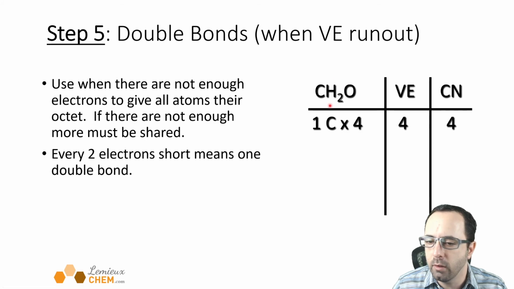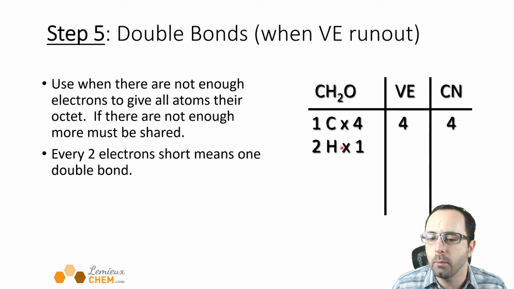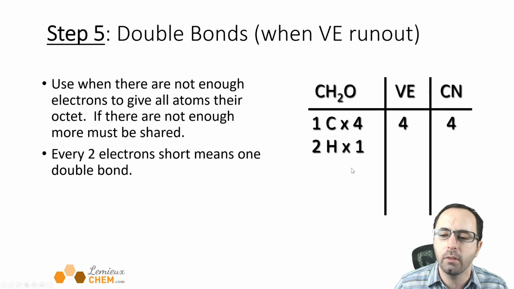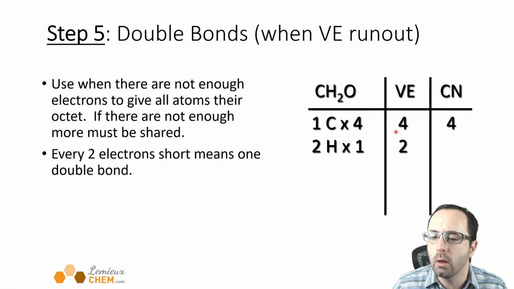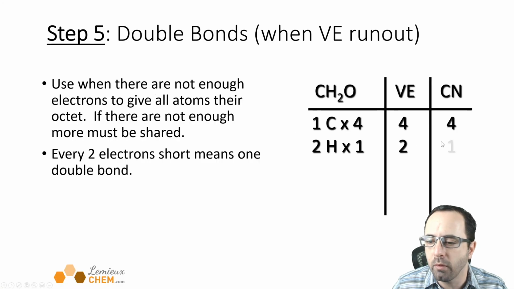Next, let's do the hydrogen. We have 2 hydrogen atoms, and each hydrogen atom has 1 valence electron. We have 2 hydrogen atoms times 1 valence electron for each hydrogen atom. That is going to be 2 valence electrons for the hydrogen atoms. The covalence number for hydrogen is always 1. Because remember, all of these want 8, but hydrogen's special. It gets full with 2 electrons. So it starts with 1, and it only needs 1 more. So the covalence number for hydrogen is always 1.